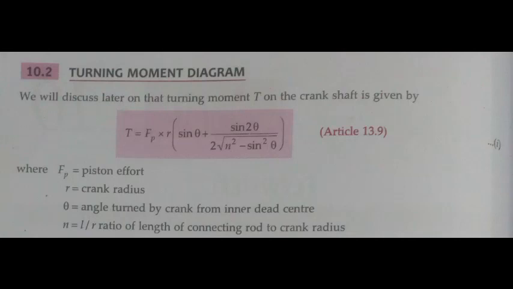Hello, today we are discussing the turning moment diagram. The expression is given. We have observed that the torque of the engine changes with the crank angle. If you see the relation, there is an expression for crank angle, which is theta. Here is a relation of torque and the crank angle. If the torque is plotted against the crank angle in radians, the diagram so obtained is the turning moment diagram.